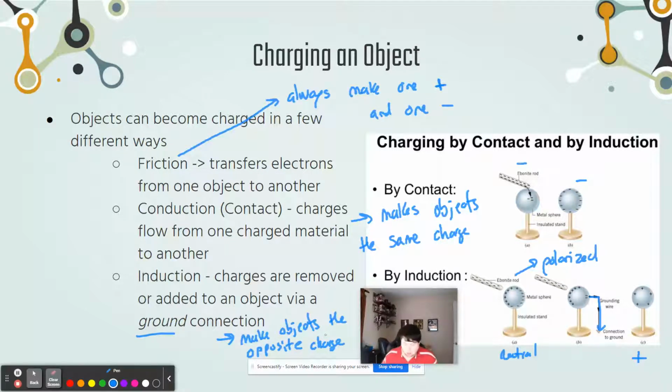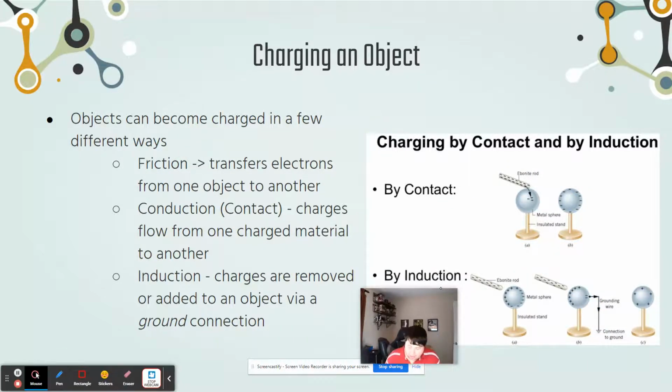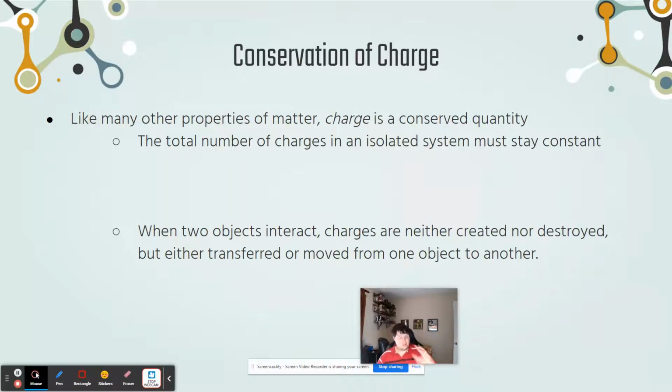Okay, so what is kind of behind all of this, like charging by conduction or induction, is this underlying principle that charge has to be a conserved quantity in our universe. Like many other properties of matter, like momentum or mass or energy, the total number of charges in any system must stay constant. You can't create charges out of nowhere. So when two objects interact, they're neither created nor destroyed, but they're always transferred from one to another.